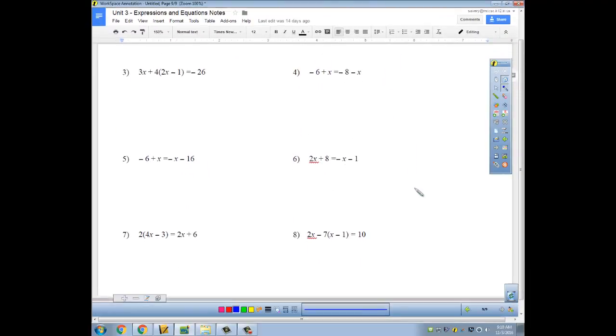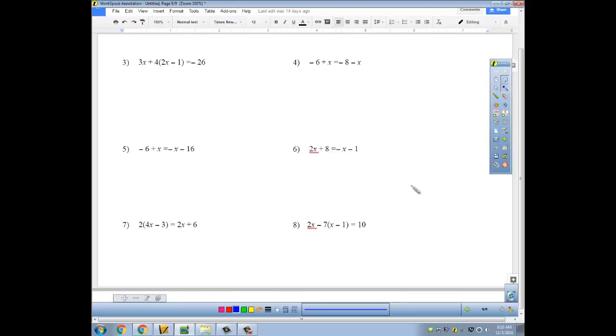Okay, number 3, I see that I can simplify some stuff on the left because I have the distributive property right here. The 3x will not be part of the distributive property because it's not by the parentheses. So I got 4 times 2x is 8x. 4 times negative 1 is negative 4, equals negative 26. I can still simplify some stuff on the left side because I have like terms right here. 3x plus 8x is 11x.